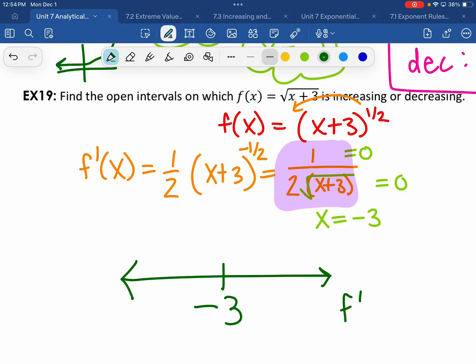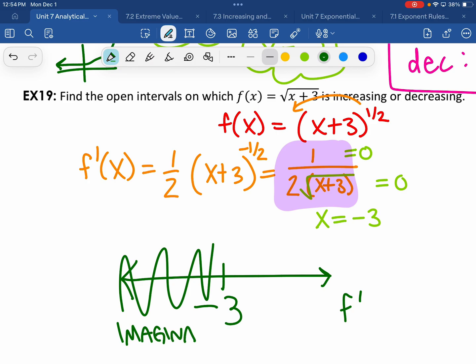Okay, so let's say I plug in like negative 5. Negative 5 plus 3 is a negative. Can you square root a negative? No, because you get what? Imaginary. So this part of your number line doesn't exist. It's an imaginary number. So when you do your interval, you wouldn't include any of this. It would start at negative 3.